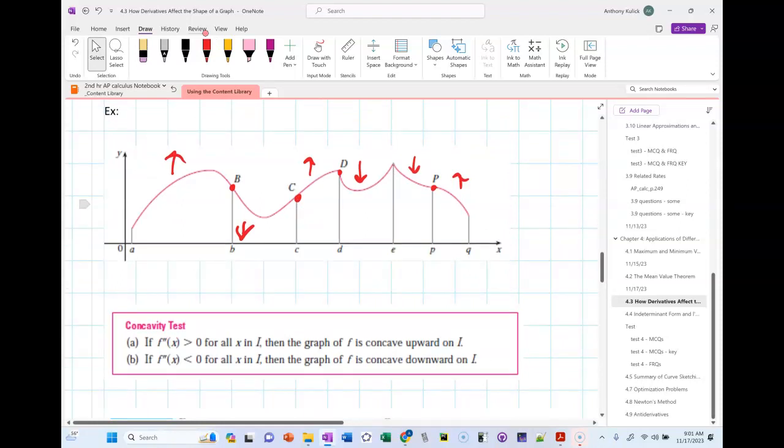Now, we can test for concavity. Instead of using the first derivative, we use the second derivative, because that will tell us how the graph is bending. So we say something is concave up if its second derivative is positive, and concave down if the second derivative is negative.